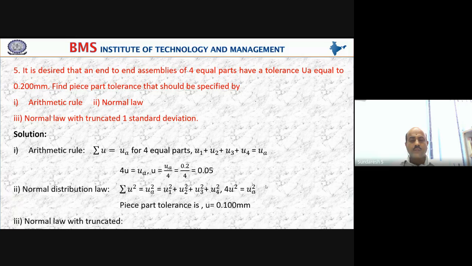Part of the video has been second one, displayed. Normal law. Now we will continue that one. You see that one. Third one is the normal law with the truncated. Normal law with the truncated. This one has appeared. One standard deviation. The video slide has come. Okay. Why I'm showing this all of this carefully?